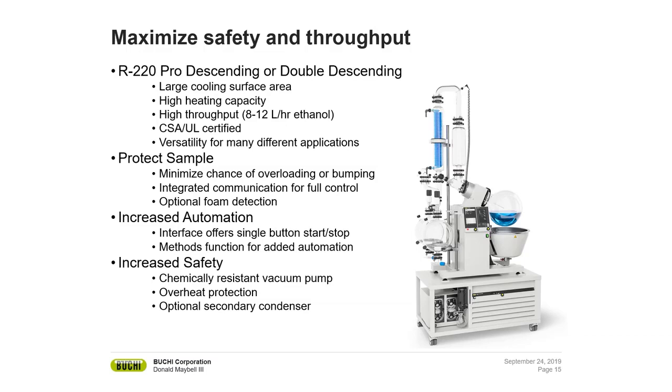And then the methods function, in the event that you don't want to just go down to a specific value and then hold at that value, you can actually have it do slow ramps. You can have it drop down to a specific vacuum pressure, and then after a certain amount of time, drop to an even lower pressure. Especially towards the end of the process where you're trying to get that last little bit of solvent out of your sample, that's where the methods function is very beneficial.